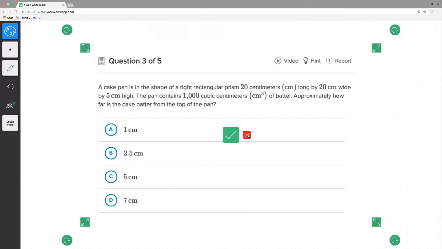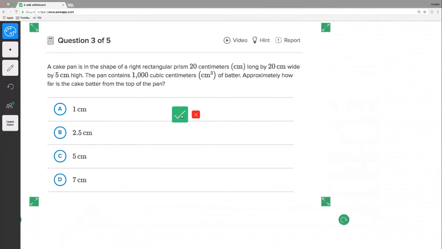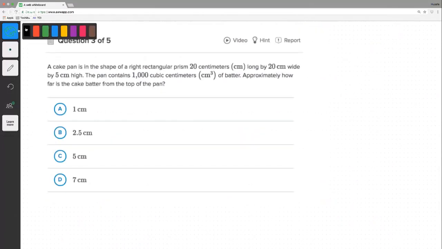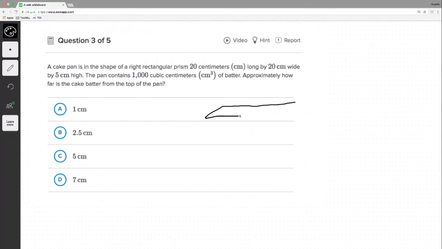Here we go. This is nice and big, so let's try this. I'm going to change the color back to black. A cake pan is in the shape of a right rectangular prism. What's a right rectangular prism? It's like this. It's a box. That's all it is. Right rectangular prism box.